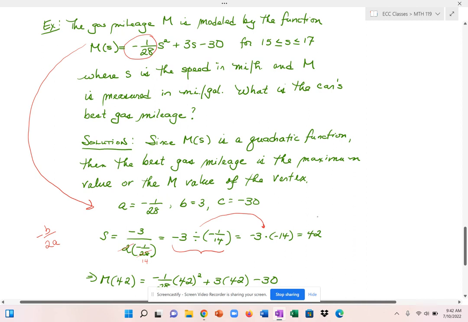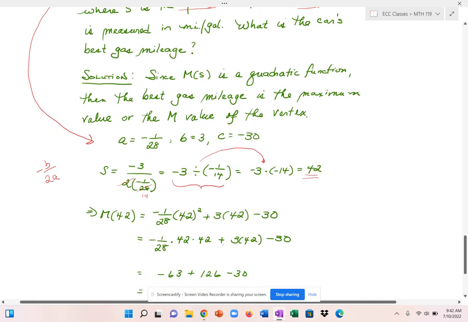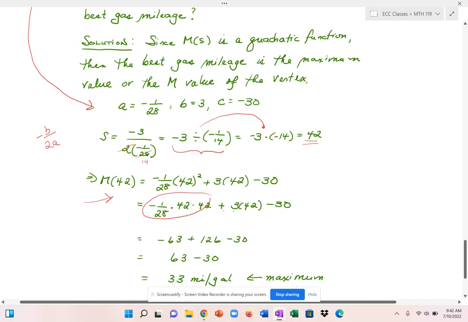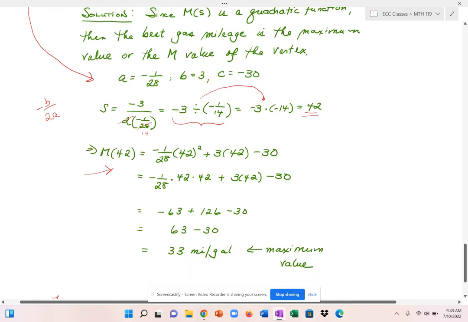That is s, right? The speed. That's not answering the question. I have to figure out what the m is. So now I take the 42 and I plug it into the original function. And so I have negative 1 over 28 times 42 to the second, plus 3 times 42 minus 30. And this whole thing reduces down to negative 63 plus 126 minus 30. And when you add and subtract those numbers, you get 33 miles per gallon. So the maximum value of mileage that you can get is 33.